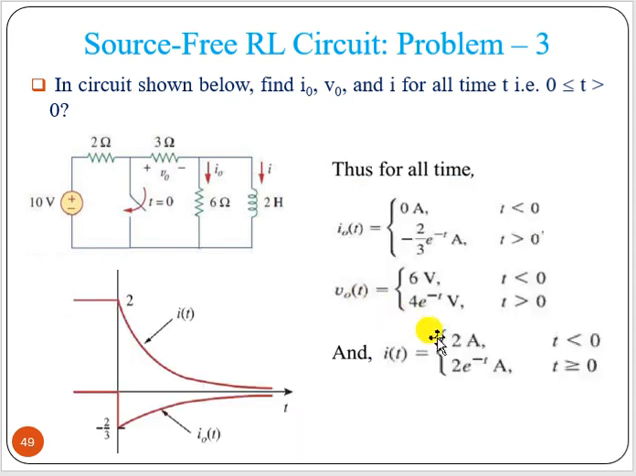And IT is 2 ampere for t less than 0, and 2 e to the power minus t for t greater than 0. So this is the plot of that. Before, IT is 2, then it goes to 0, and I0 before is 0, then it goes to minus 2 by 3 and goes to 0 again, decaying exponentially.